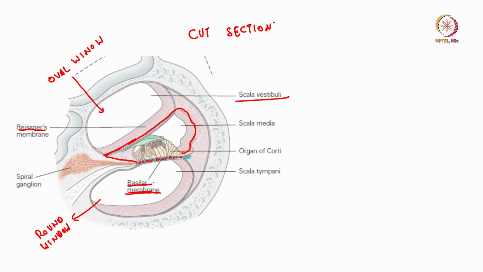This is a cut section, remember. So, this is part of the helix of the cochlea. Within the helix of the cochlea is this set of structures. There are other features which are there. The fluid which is over here is called perilymph, and this area would be the endolymph.